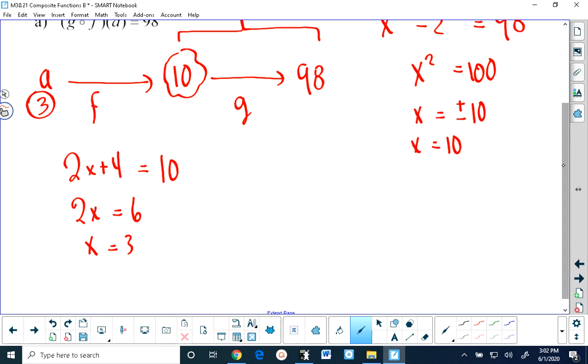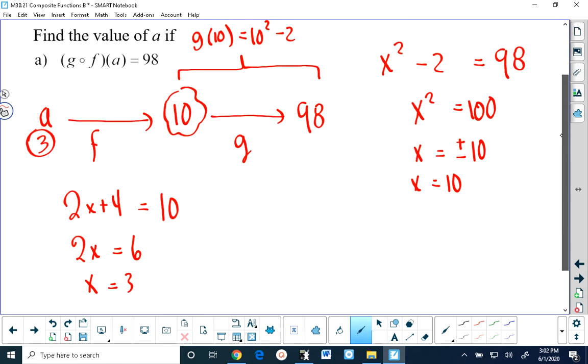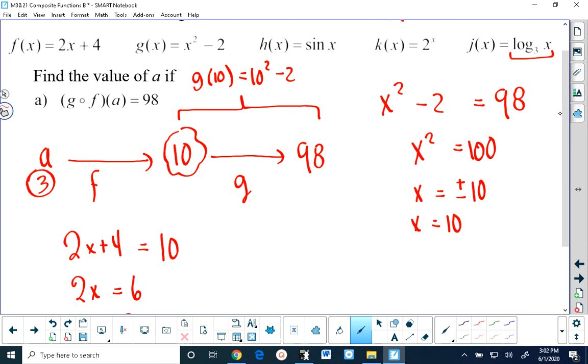And again, you can check that. If I put 3 through f, do I get 10? Well, we put 3 up here. 2 times 3 plus 4 is 10. If I put 10 through g, do I get 98? Yeah, we already checked that. So the answer is a is 3. This is our answer.